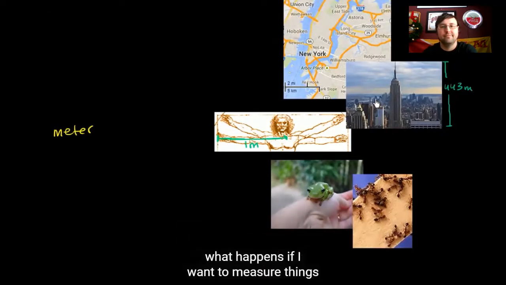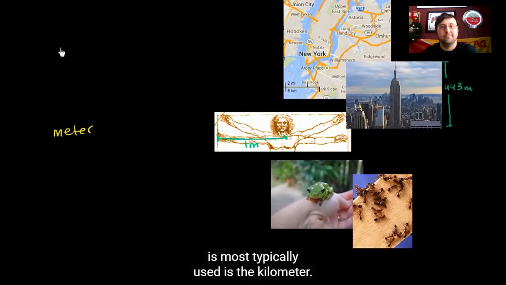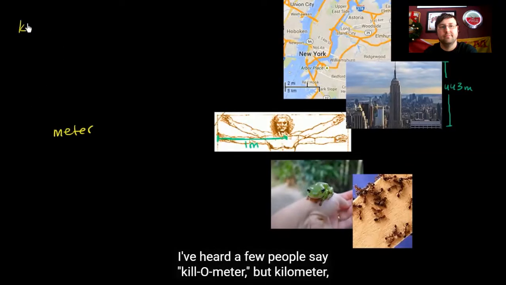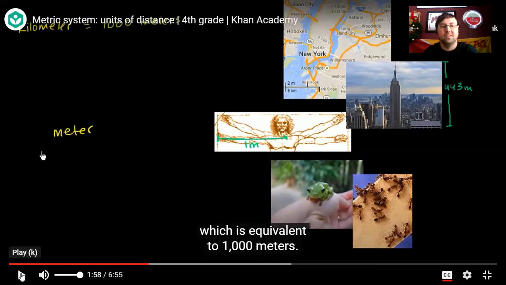Now you're probably asking, what happens if I want to measure things that are even larger than that? Well, the metric system provides us prefixes to essentially say multiples of meters. And the unit of distance that is larger than the meter that is most typically used is the kilometer, which is equivalent to 1,000 meters. Make sure that you know that prefix. Kilo means 1,000. That's a very important one to know.